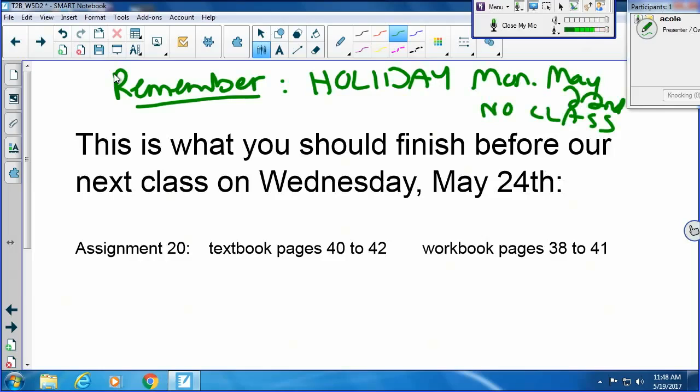And before next class, you want to try to finish assignment 20. Assignment 20 in your textbook is pages 40 to 42, and in your workbook is pages 38 to 41. So you read the textbook and do all the pages in the workbook. You can look back on this class if you need more help, and you're always welcome to contact me as well.